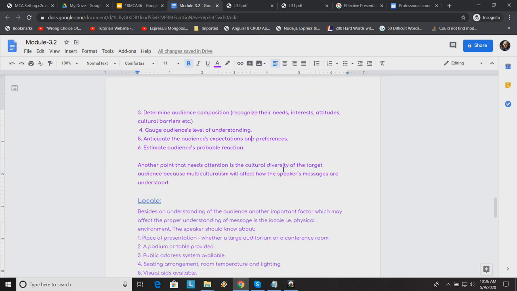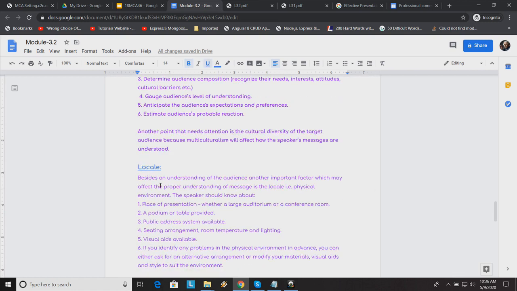Another point that needs attention is the cultural diversity of the target audience. Since there are various cultures in India, a speaker from a particular culture speaks with a slightly different tone. If an audience of a different culture is present and a speaker from a different culture comes, that speaker has to handle the different cultural audience.